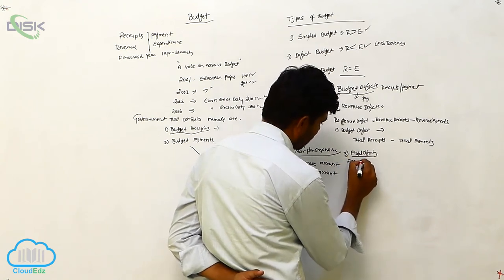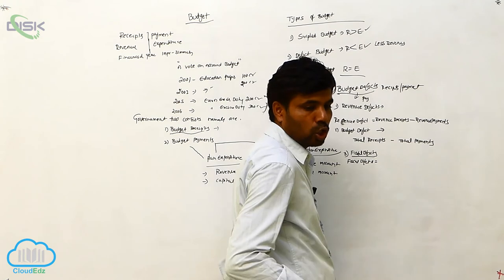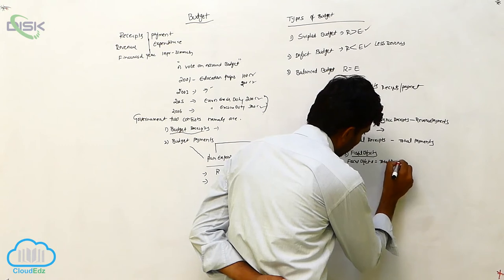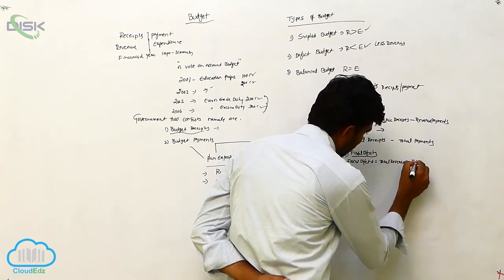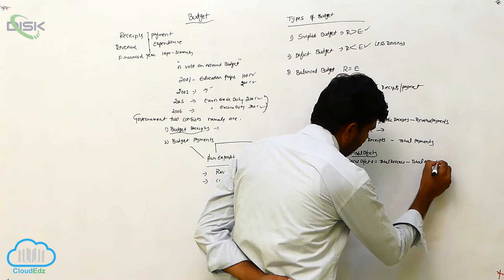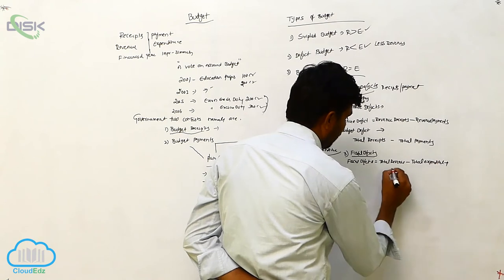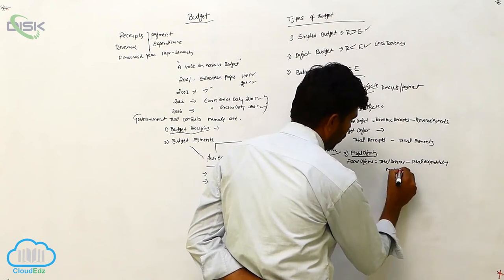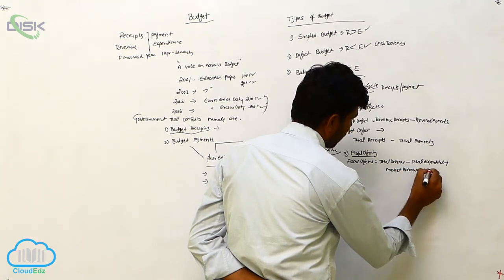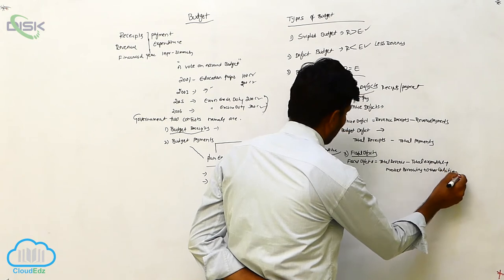Fiscal deficit is equal to total revenue minus total expenditure plus market borrowing plus other liabilities.